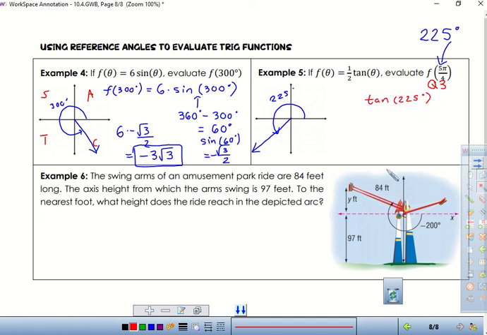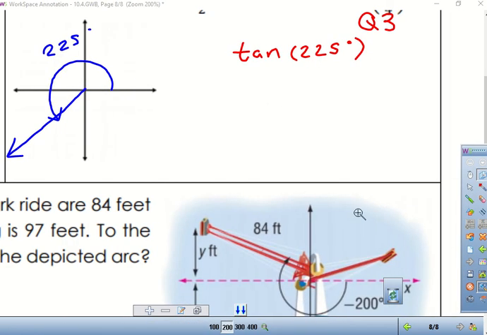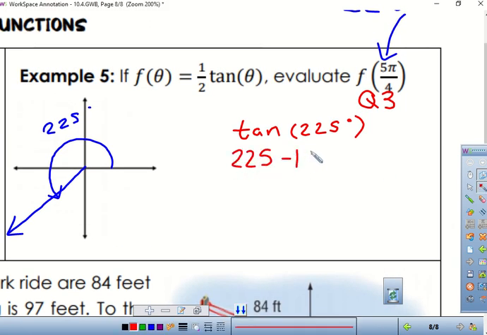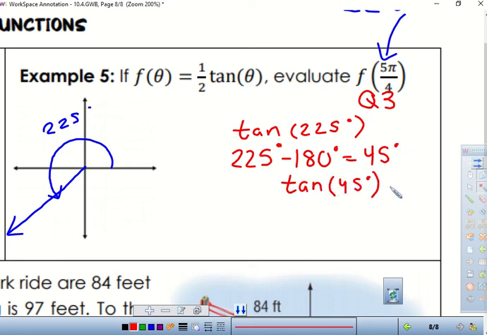So we're going to have to use a reference angle. What's the rule for if you fall in the 3rd quadrant for a reference angle? Good. 225 minus 180. I should probably zoom in, huh? I can go back to the other one after if you want. This comes out to be 45. So we're going to be doing tan of 45 degrees, which is actually just 1.